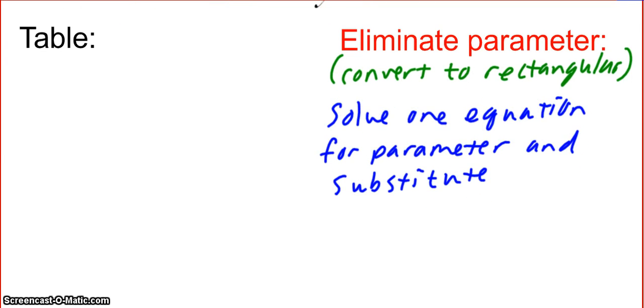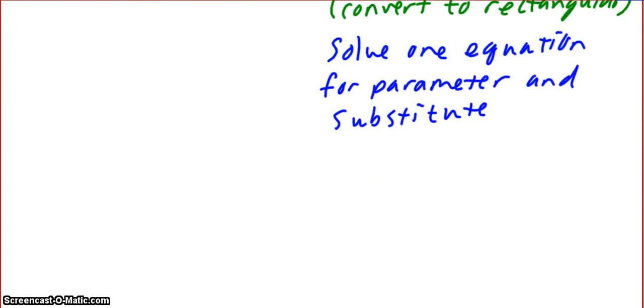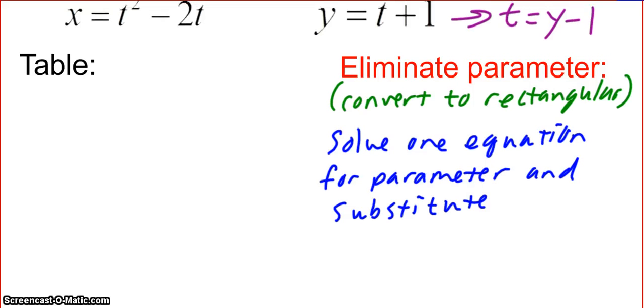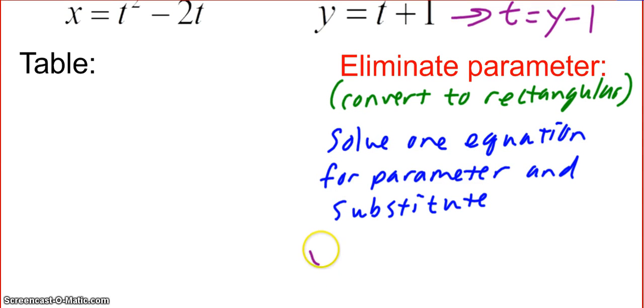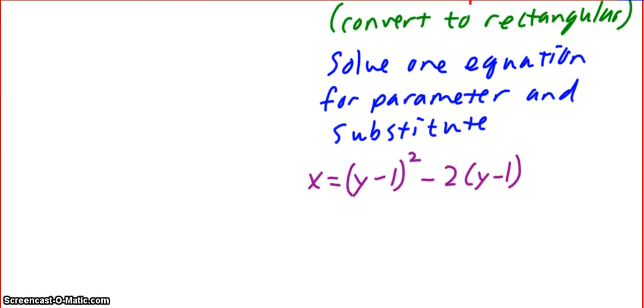So for this example, I'm going to say t equals y minus 1. So now I know, x equals y minus 1 squared minus 2 times y minus 1. Now in this case, I can see that this is going to be a relation, not a function, which I could still graph. This is going to be a sideways parabola. And I can plot x and y values and graph it that way.